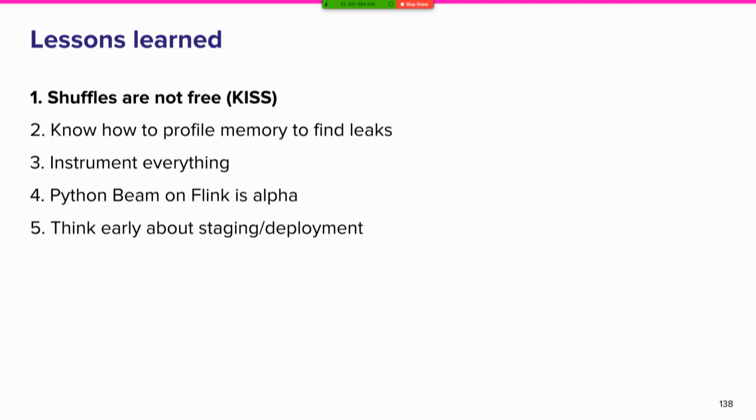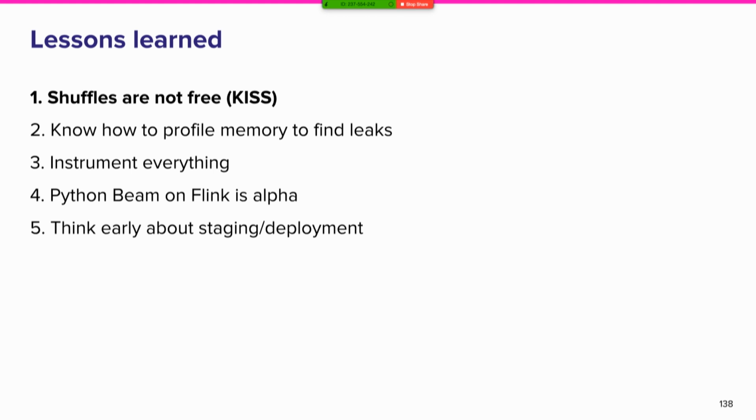Basically, when we started out porting our pipeline to Beam and Flink, we naively assumed this is some high-performance streaming framework. We don't really have to worry about how many aggregations we're doing, how many group by keys we're doing, shuffles, et cetera. It's all just going to be fine. But in practice, that was not the case.